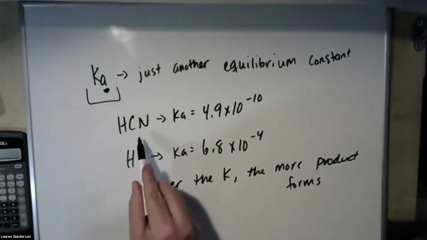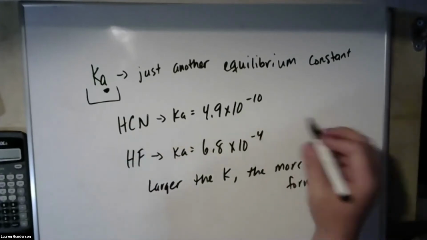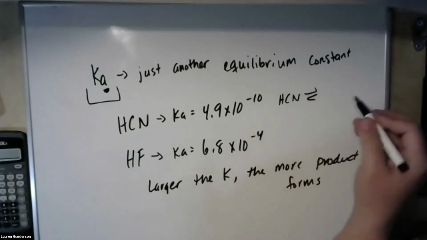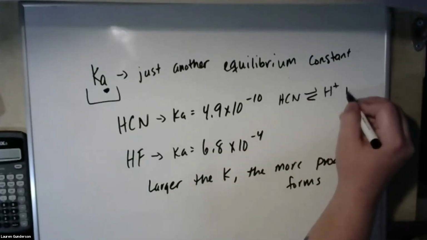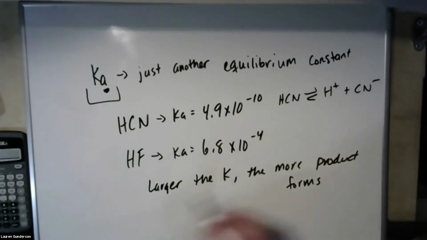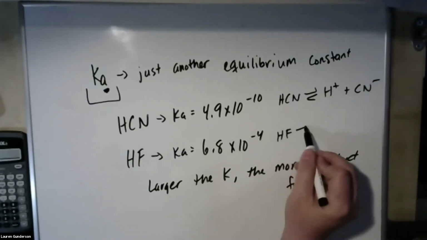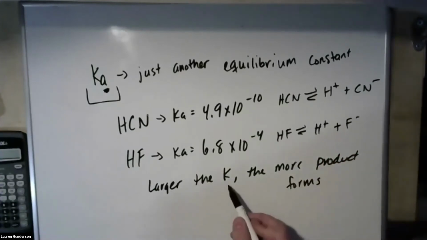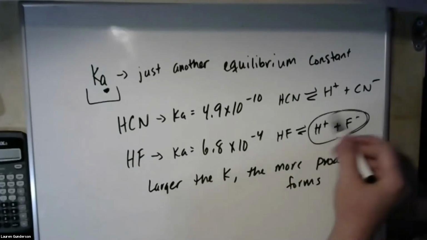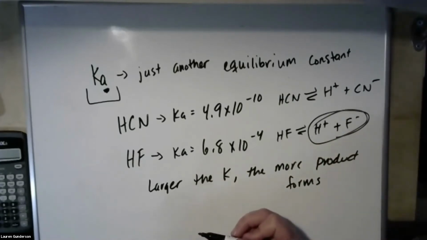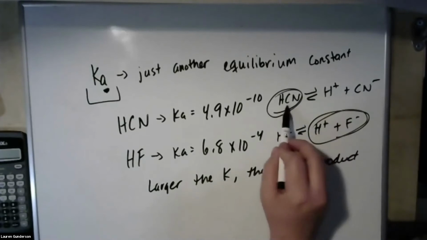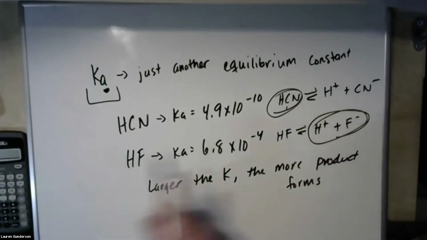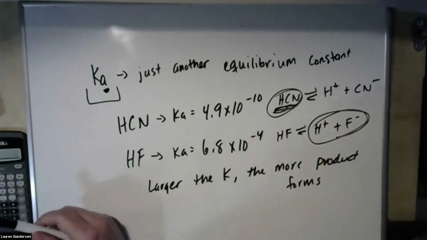And in the case of something like a weak acid, let's say this HCN, the products that are forming are going to be these ions, right? So the larger the K value, the more ions you're forming. The smaller the K value, the more of your acid stays in its molecular form, because the reactant side of that reaction is going to be favored.